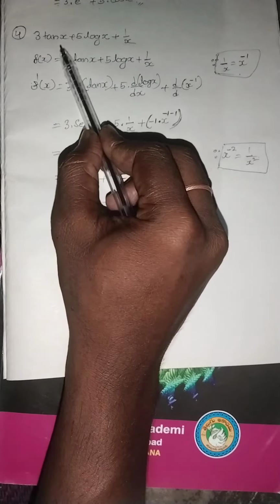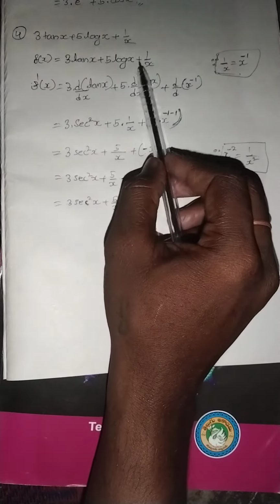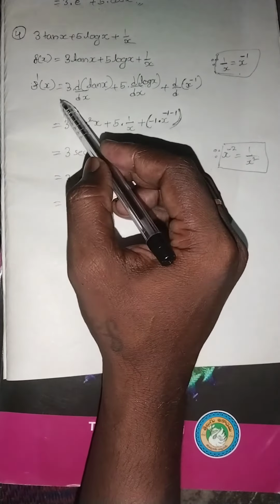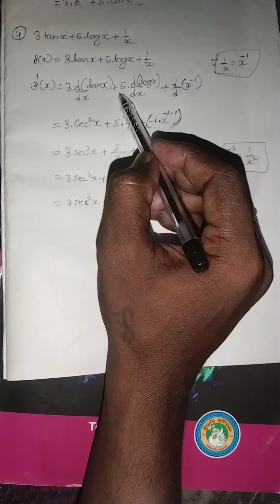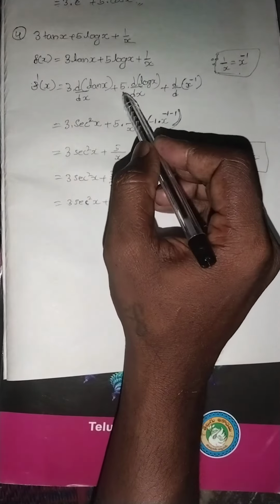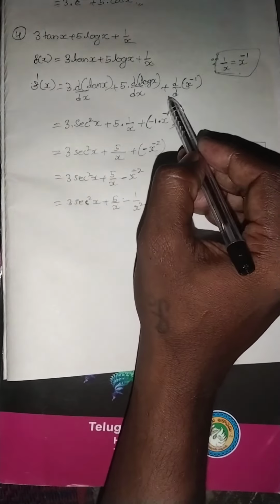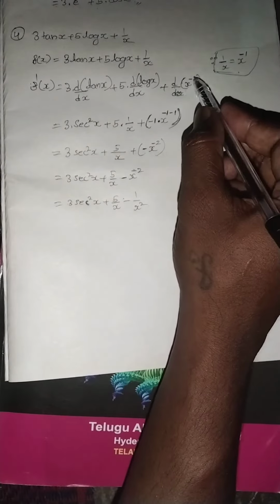Our question is 3 tan x plus 5 log x plus 1 by x. f of x equal to 3 tan x plus 5 log x plus 1 by x. Then f dash of x equal to 3 into d by dx of tan x plus 5 into d by dx of log x plus d by dx of x power minus 1.